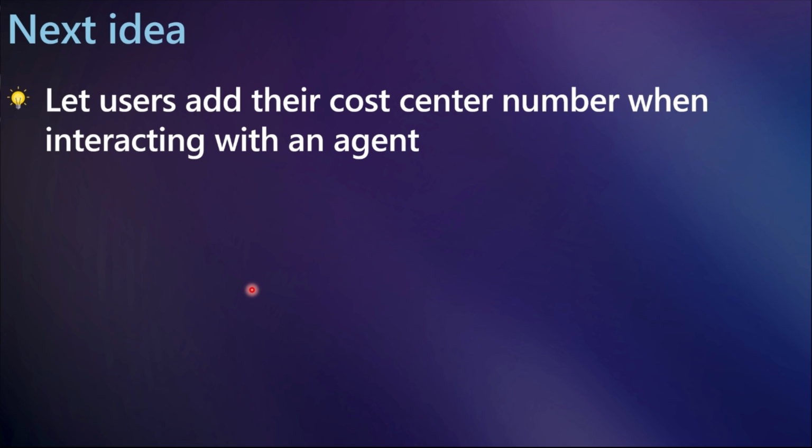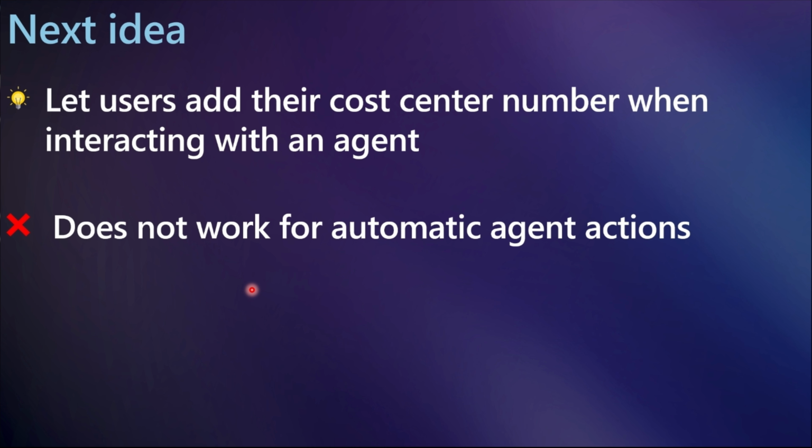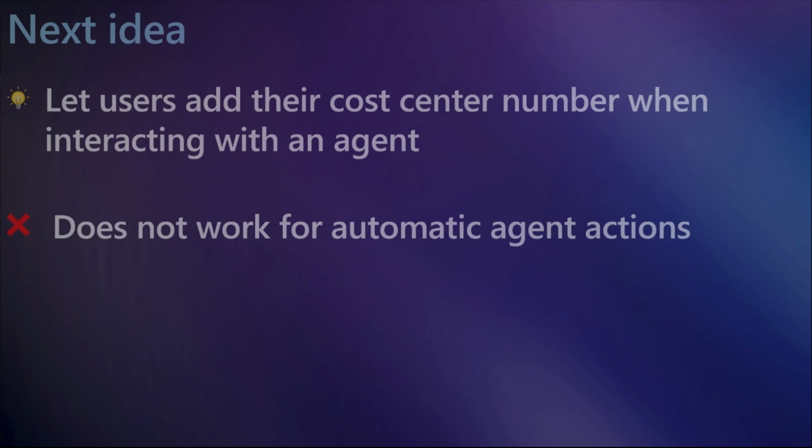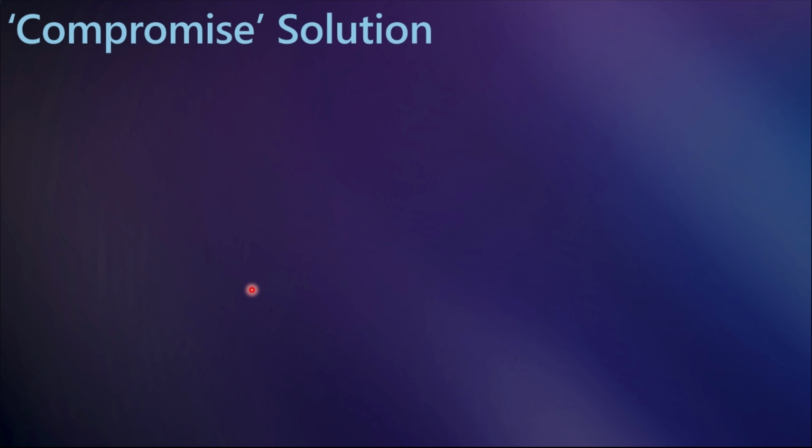Then the next idea that I had was, hey, let us ask the user to enter the cost center number when they interact with the agent. Great, so we can track what they interacted with. But this is not working for automatic agent transactions. If you have an automatic trigger, something runs every Monday morning, 8 o'clock, nobody is going to enter the cost center. So what I came up with was a kind of compromise.